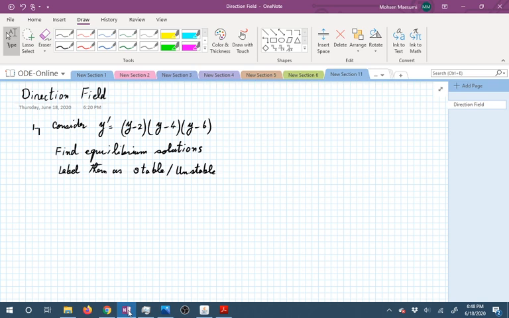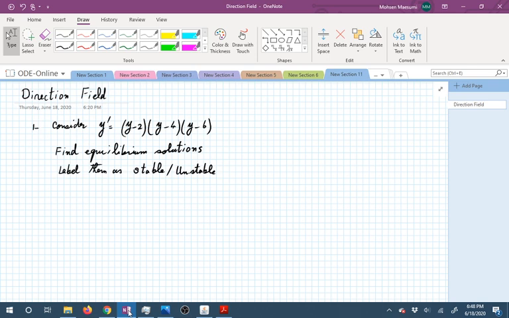So, problem one is a simple question. Consider a differential equation y prime is equal to y minus 2 times y minus 4 times y minus 6. Find equilibrium solutions and label them as stable or unstable.